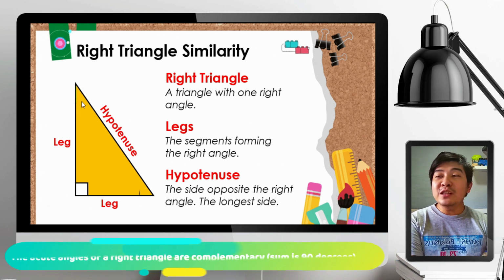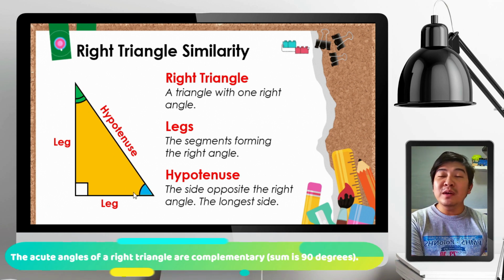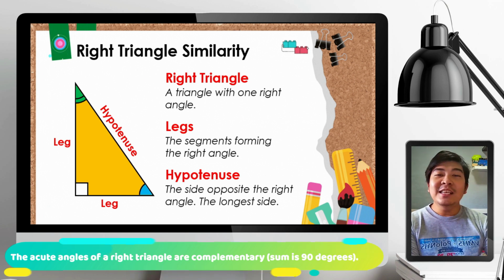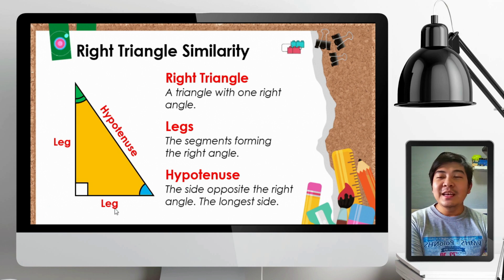Next, we have here the two acute angles. These two will be acute angles, and they are said to be complementary. Meaning, if we add the measures of the two acute angles, the sum must be 90 degrees.